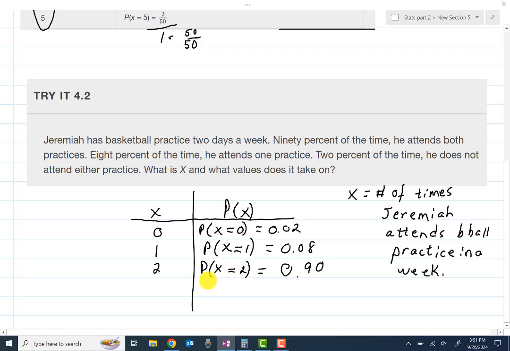Does this column add up to 100% or 1? And I think you'll see that yes, it does. 90 plus 8 plus 2 is 100. So this equals a total of 1.